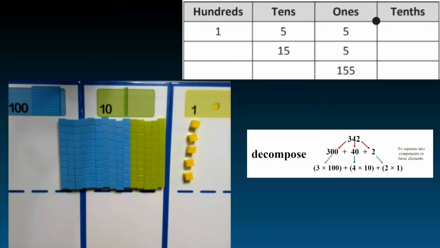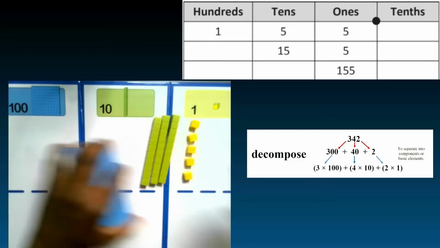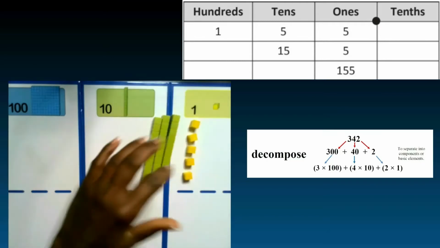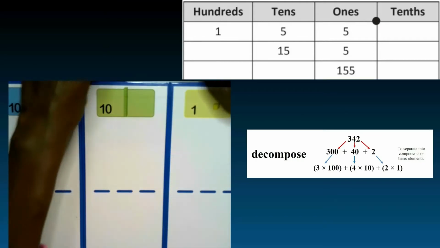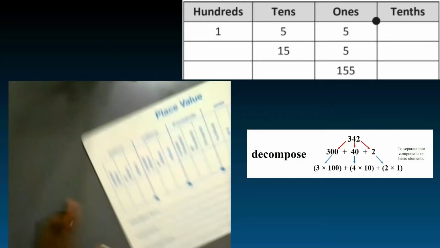Now that I have my total number of tens, I'm ready to go ahead and round this number. So let's round this number together, okay? So in order to set up this example, we're going to round using our place value chart, a vertical number line.